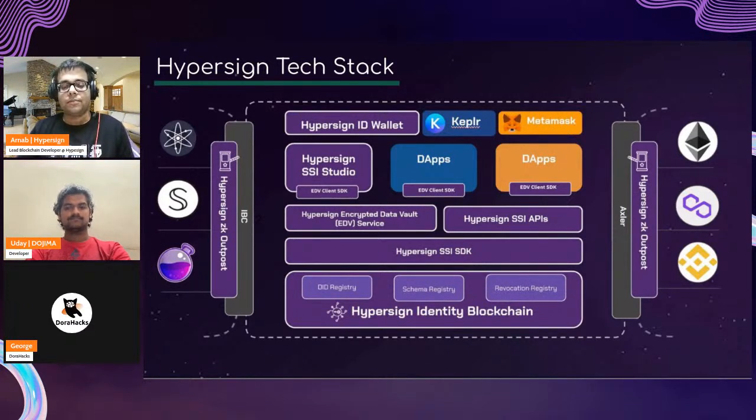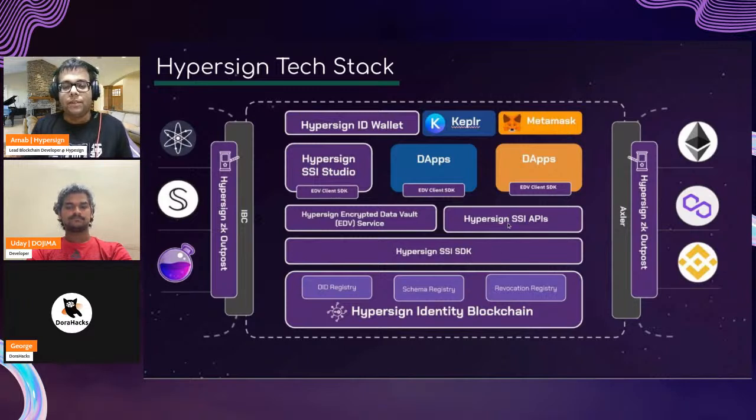On top of that, we have the Hypersign SSI SDK. The Hypersign SSI SDK makes it a lot easier to interact with the blockchain network, and also helps developers integrate the features and functionality in their decentralized applications as well. The Hypersign SSI SDK is primarily written in JavaScript.